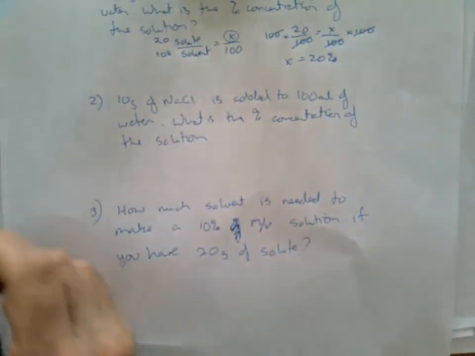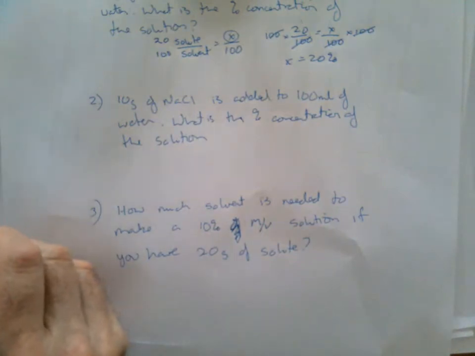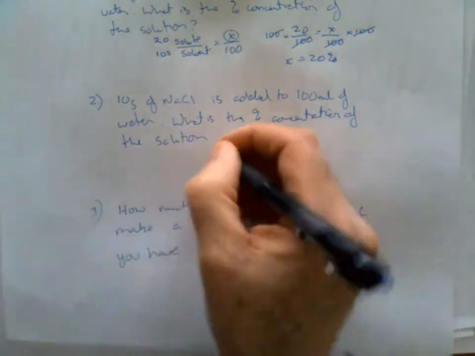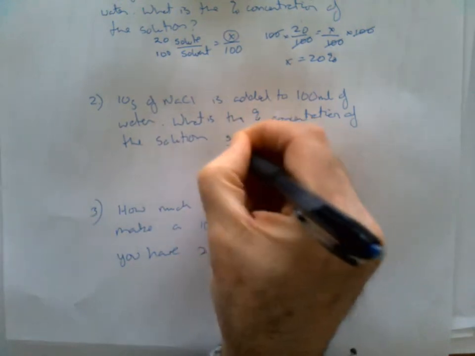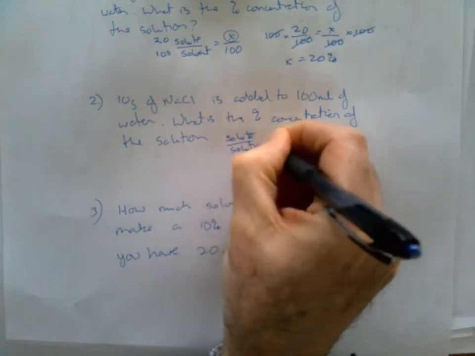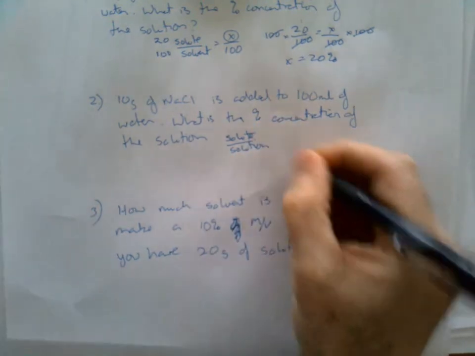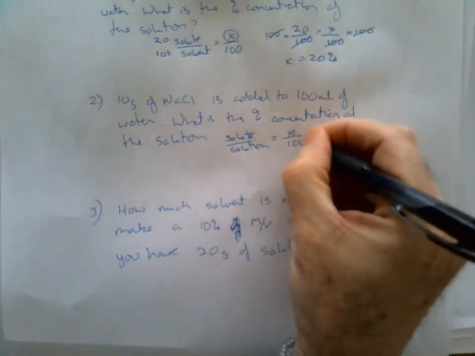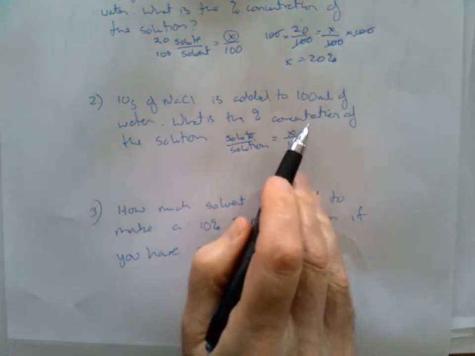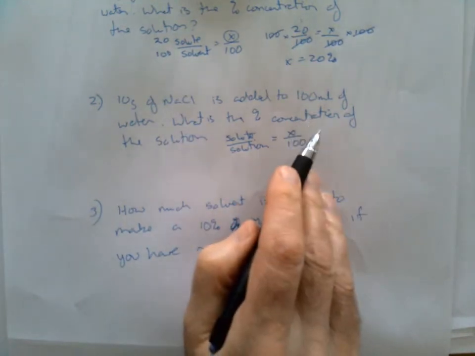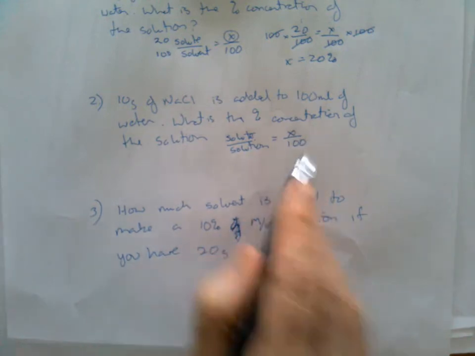10 grams of NaCl is added to 100 mils of water. Now, this one here is a mass per volume. So in that case, it's not the total on the bottom, it is just the amount of solvent on the bottom. So if it's a mass per volume, you don't add the two numbers together. If it's a volume per volume or a mass per mass, you add the numbers together on the bottom.